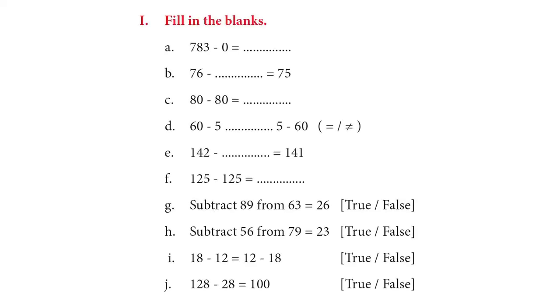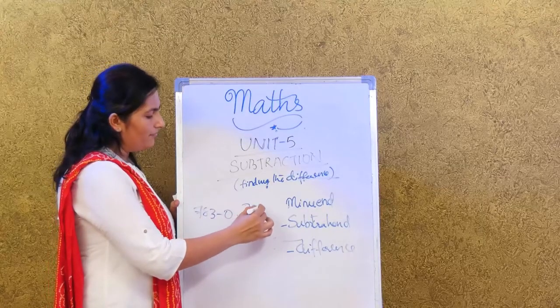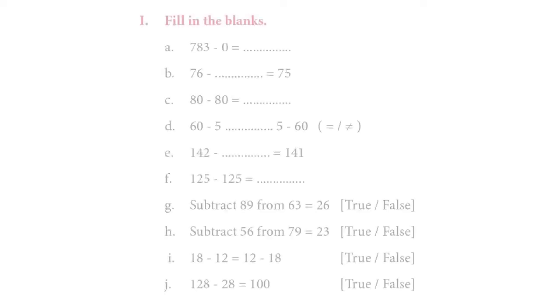Now let's take a look at page number 93. Fill in the blanks. 783 minus 0. We just learned the property. Anything minus 0 is the same number. Okay.